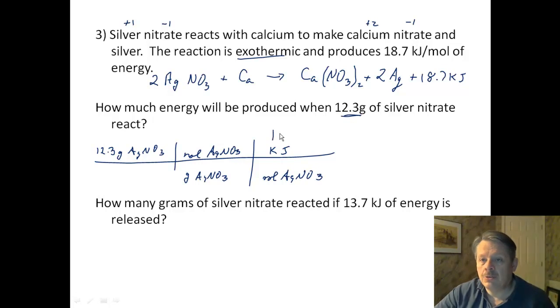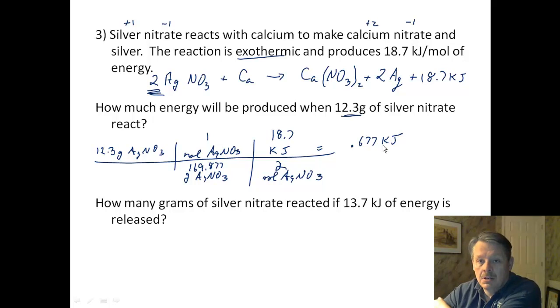My kilojoules is easy. That's 18.7 in how many moles? Oops, 2 moles of silver nitrate. So 2 moles of silver nitrate produce that much energy. And 1 mole of silver nitrate, well, I have to figure out how much this whole thing weighs. Silver weighs 107, nitrogen 14, 3 oxygens weigh 48. Add them up and you get 169.877 grams. If I multiply that whole thing out, I get 0.677 kilojoules of energy. All right.